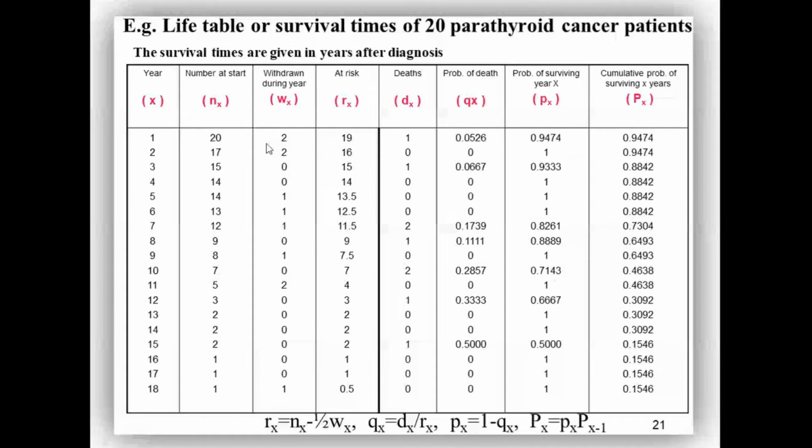In a life table, we calculate by subtracting half of the withdrawals. 20 minus half of the withdrawn: half of 2 is 1, so 20 minus 1 is 19. So Rx is the population at risk. You can see the formula at the bottom of the table: Rx is equal to nx minus half of wx.